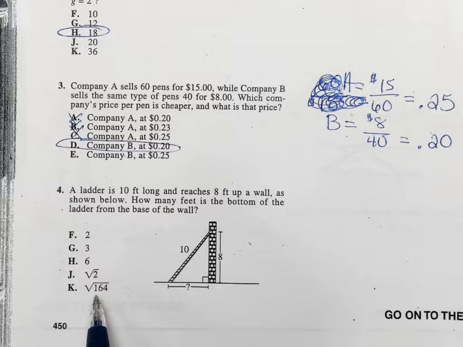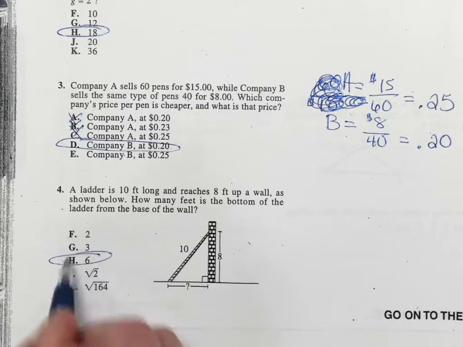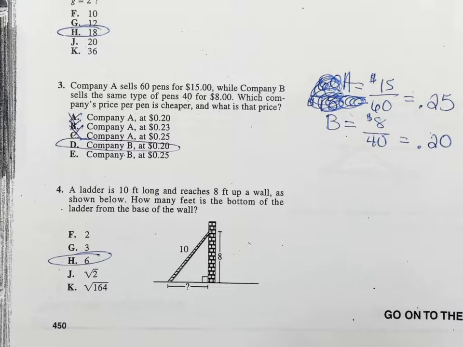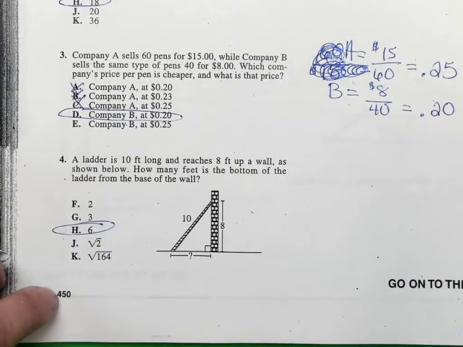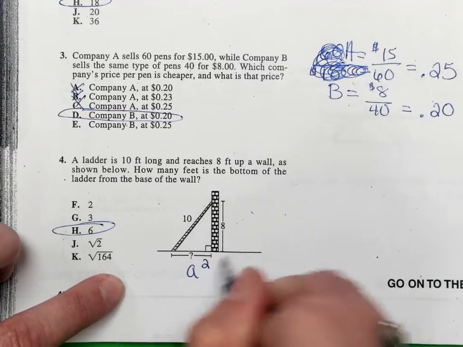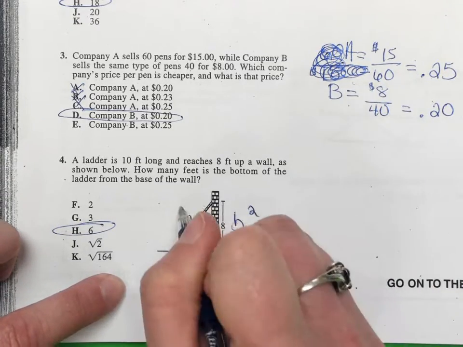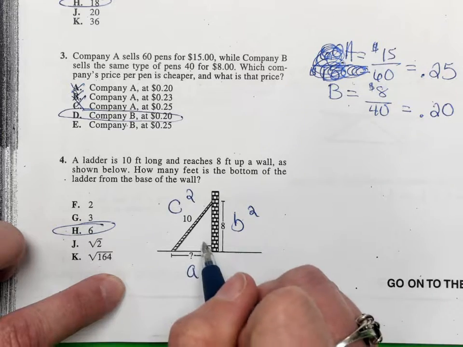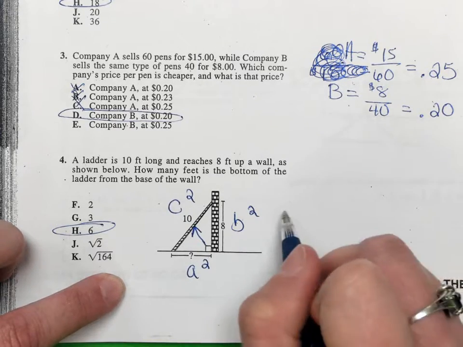And at 20 cents. All right, what about 4? 4 should have been H. Do we need to go over that one? That was just the Pythagorean theorem? Anybody need it? Yes? All right, Pythagorean theorem is A squared plus B squared equals C squared, where C is your hypotenuse, so the 10 is your hypotenuse.